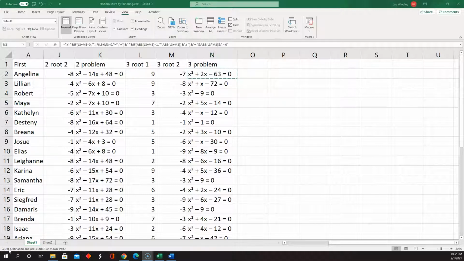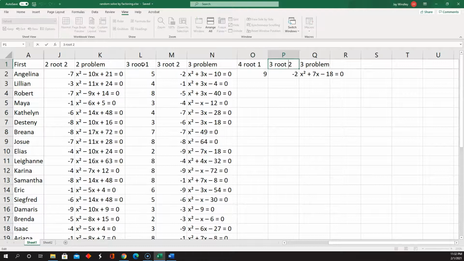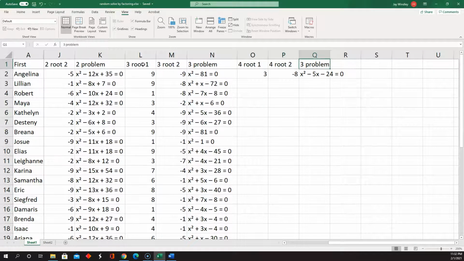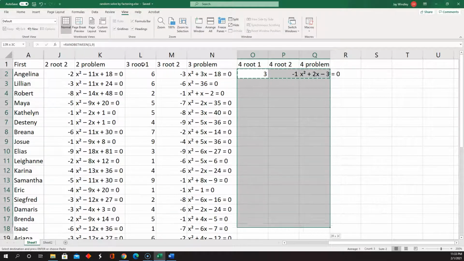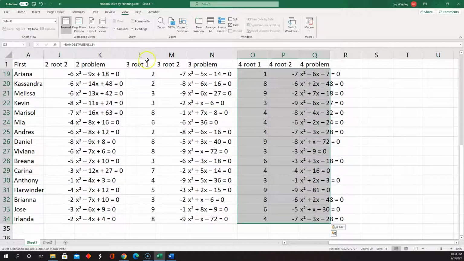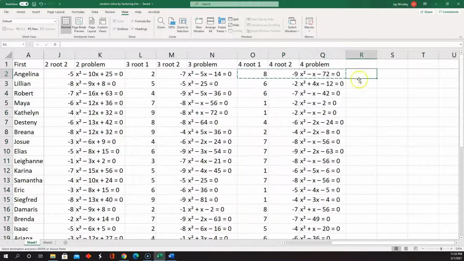So I like the way that one went so well that I think I'm going to just copy and paste that for my fourth question. So problem 4, root 1, problem 4, root 2, problem 4, problem. Copy, paste all the way down. So now I have 4 problems, and I'm kind of liking the way this is looking. Now, for problem 5, I want to do something a little bit more extravagant.